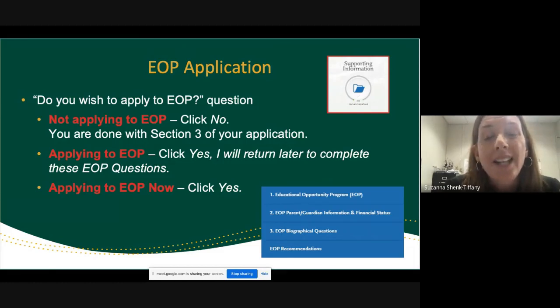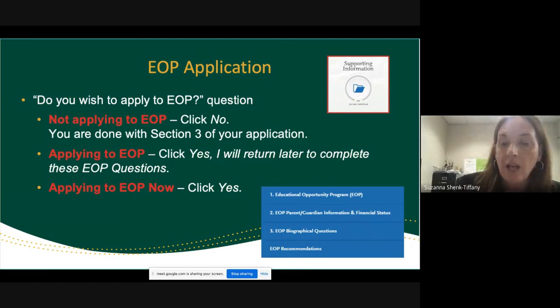It also can help you get admitted to a college. And so if you qualify under one of those circumstances, I strongly encourage you to apply through EOP. So you're going to answer one of these 3 ways. You're going to say not applying to EOP, right? So if you say, you know what, both my parents have a bachelor's degree, I'm not applying, I don't qualify. Or yes, but I'm going to work on it later. Or you can say, yes, I'm going to answer it right now.